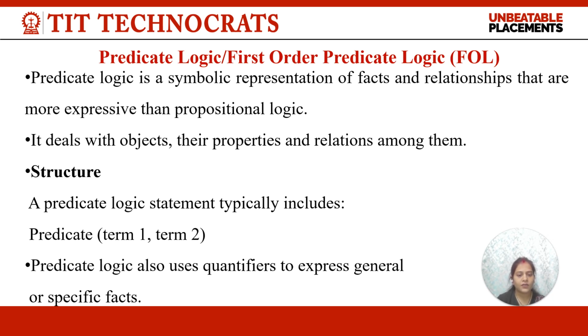Predicate logic also uses quantifiers to express general or specific facts. Quantifiers are of two types: universal quantifier, that is represented by for all, and existential quantifier, that is represented by there exists symbol, that we will understand from the example that is present in the next slide. So predicate logic helps AI systems reason about the world in a structured and human-like way.